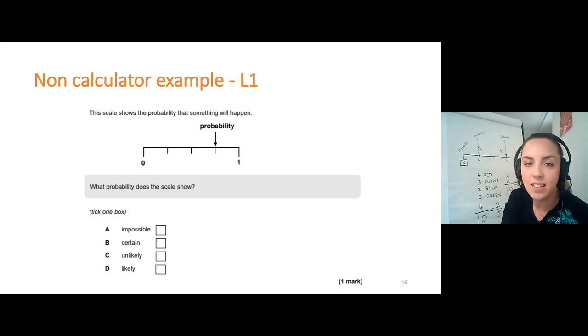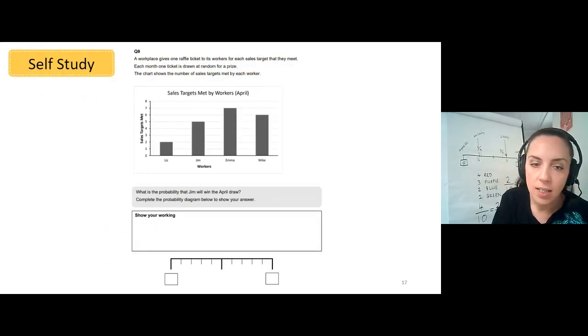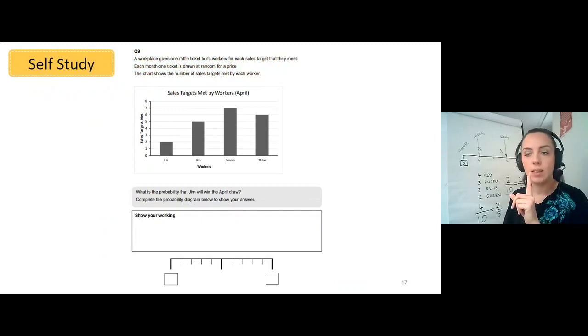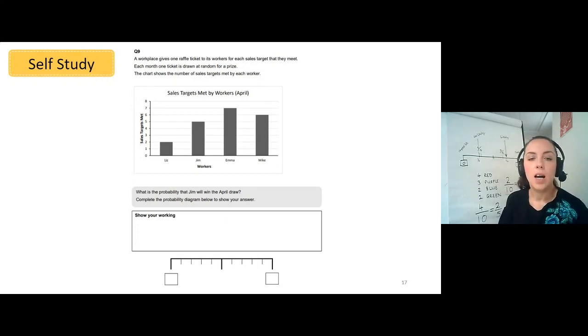Now what I've got at the end is an example from a calculator allowed paper at level 1, again, because we're just doing level 1 today. I'm going to let you have a go at it yourself.